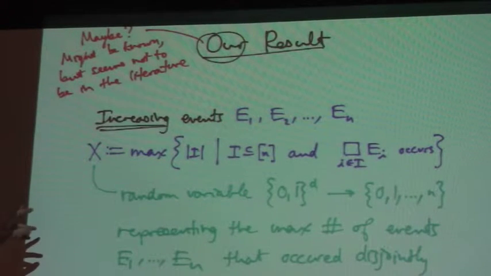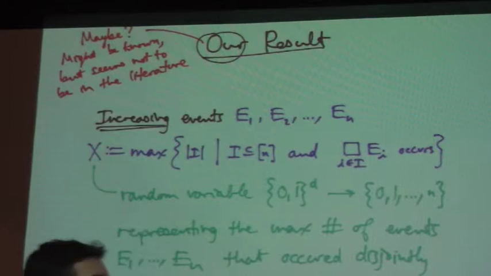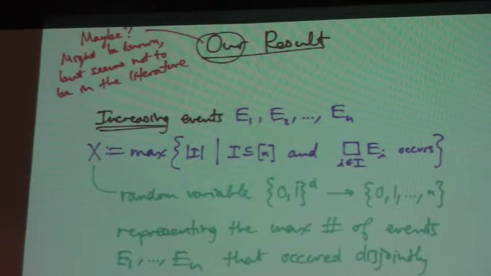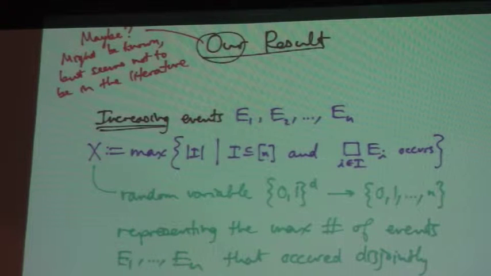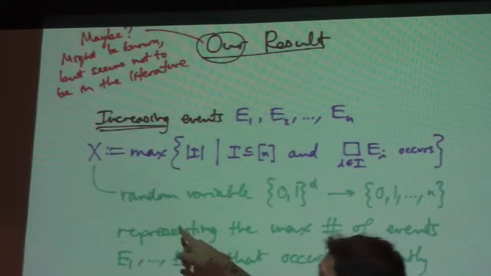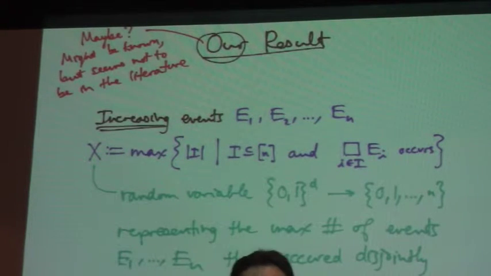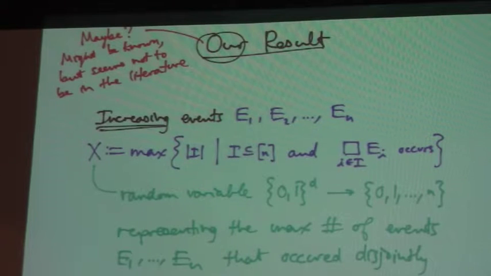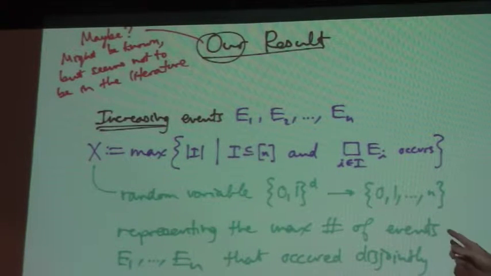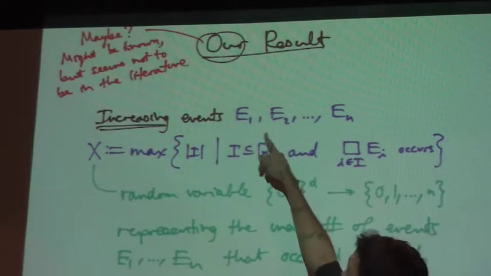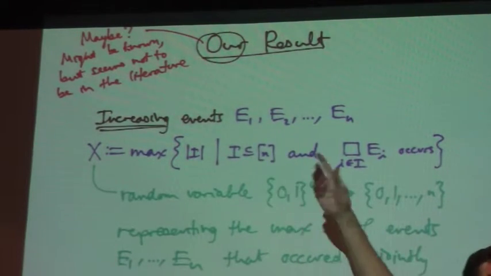So now we have as many different events as you want, so not just 2. They all have to be increasing. Okay, so X is a random variable that's defined on the space we're thinking about, on the cube, that counts the maximum size of a set of these things that occur disjointly.